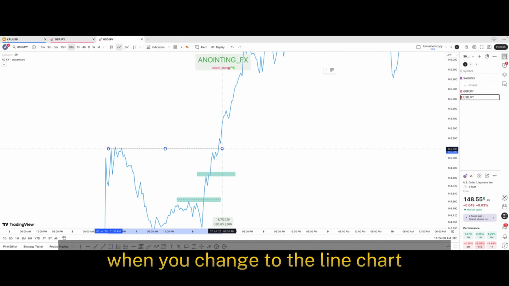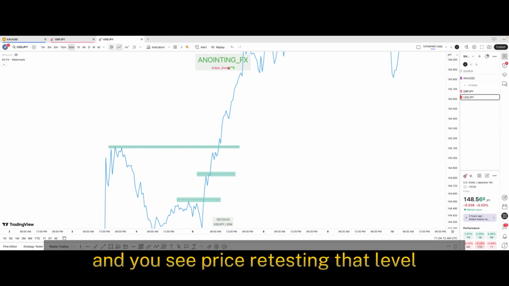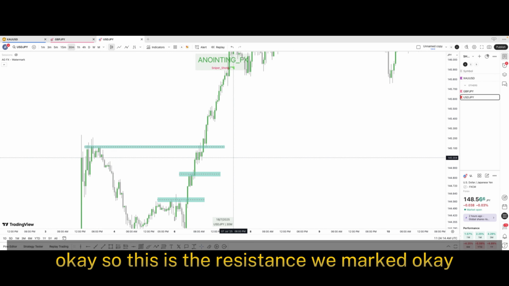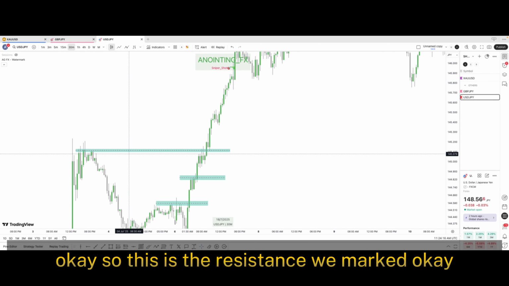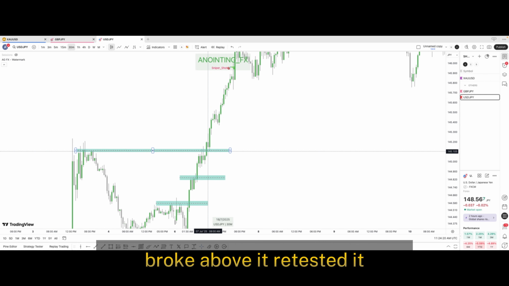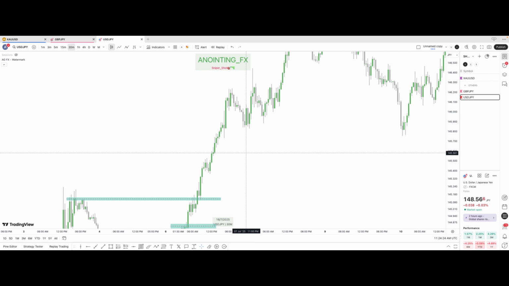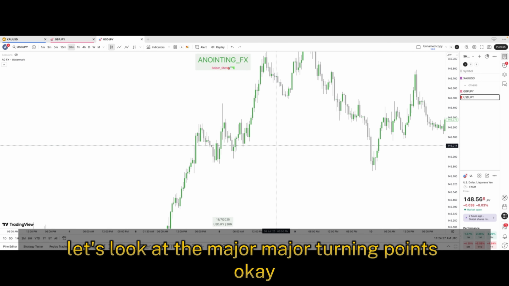when you change to the line chart, you are going to see it's so clear, and you see price retesting that level. Okay, so this is the resistance we marked. You see price retested it, broke above it, retested it, and then it went to the upside. Let's look at the major turning point.